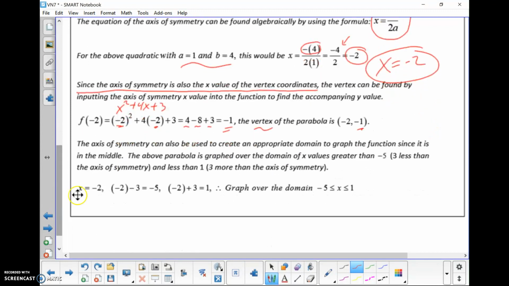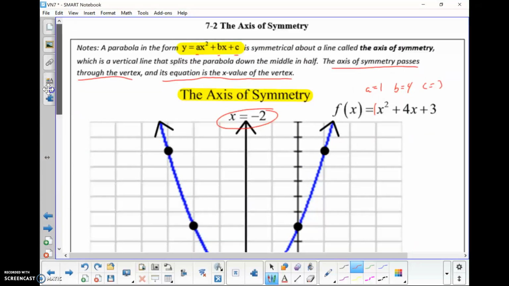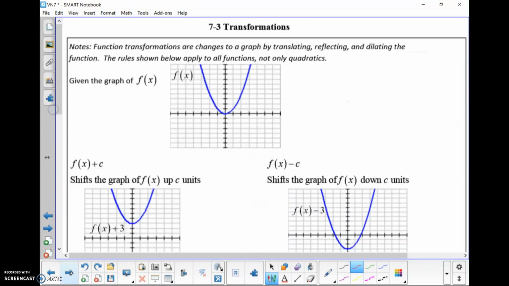And then once I know where the middle of the graph is, I can figure out that domain just by saying, all right, well, if -2 is the middle, I could go kind of 3 above that, 3 below that to make it a domain. But your calculator can do most of that for you. So let's look at a couple practice questions.